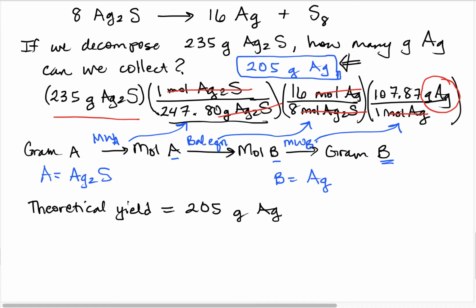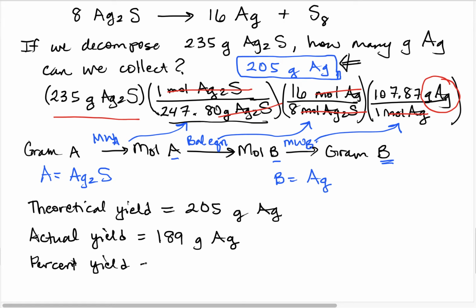Now, if we were actually running this experiment in the lab, the reality is that we probably wouldn't get a 100% efficient reaction, and so we would have some other yield, which we call the actual yield. So let's imagine a scenario where we run this reaction, and instead we get 189 grams of silver that we collect. This is the actual yield. Most often in the laboratory, what we do is we talk about the percent yield. And the percent yield is just whatever the actual yield is over the theoretical yield multiplied by 100%. So if we did this calculation, we would get 92.2% yield. So that would be a pretty good yield.